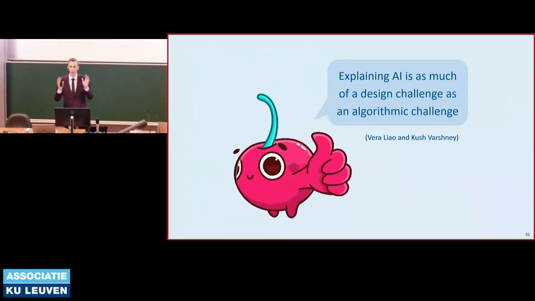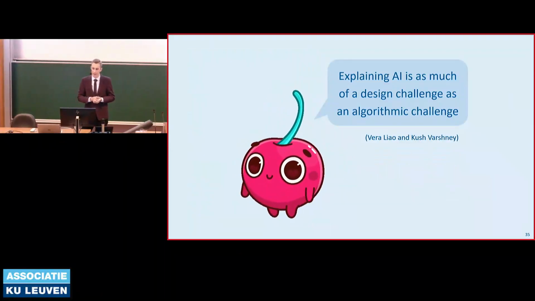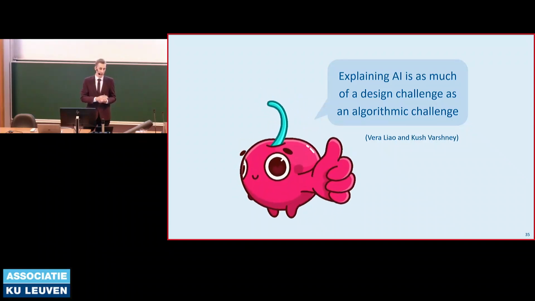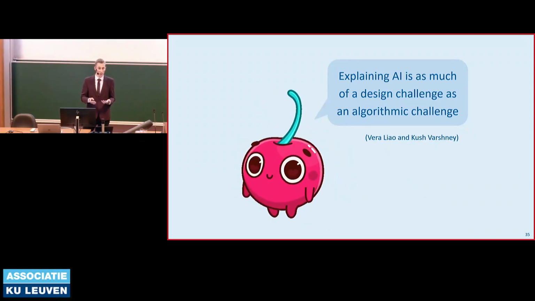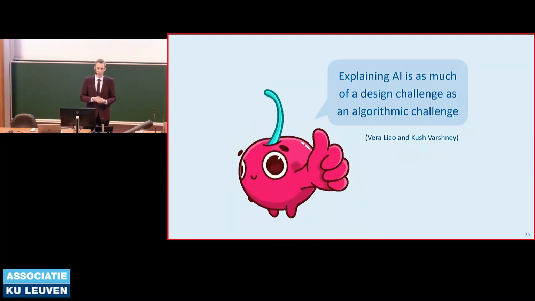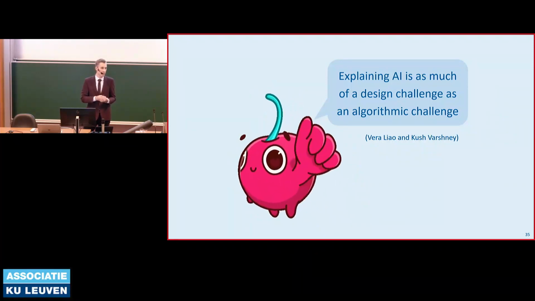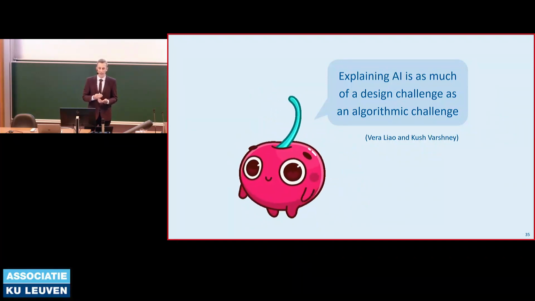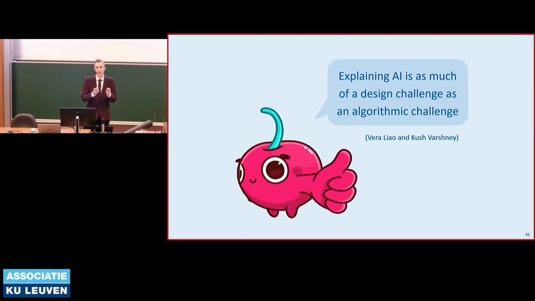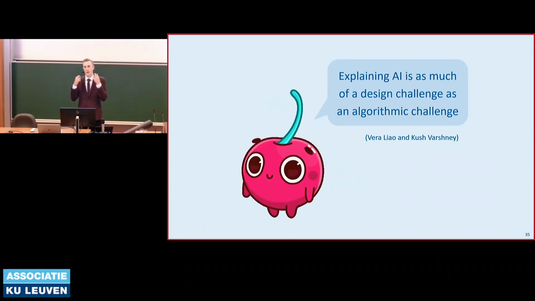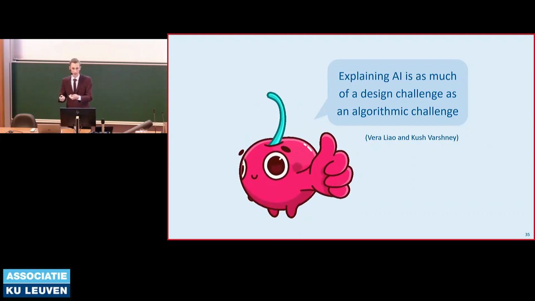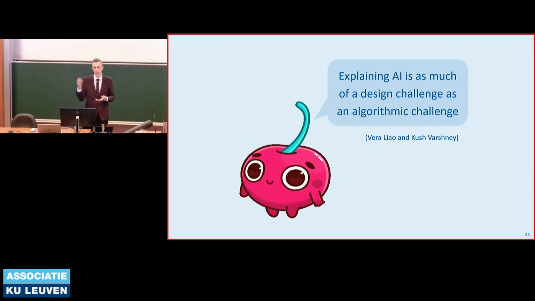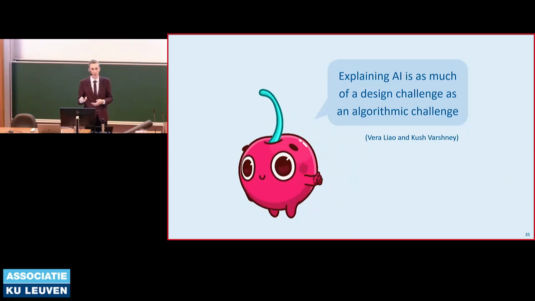So in general, what you need to understand here is explaining artificial intelligence is as much a design challenge as it is an algorithmic challenge. It's not just about tackling algorithms with more algorithms. It's also about designing those explanations to what people need, how they understand it, and their specific contexts, right? And by the way, Cherry is just paraphrasing two very well-known researchers here.